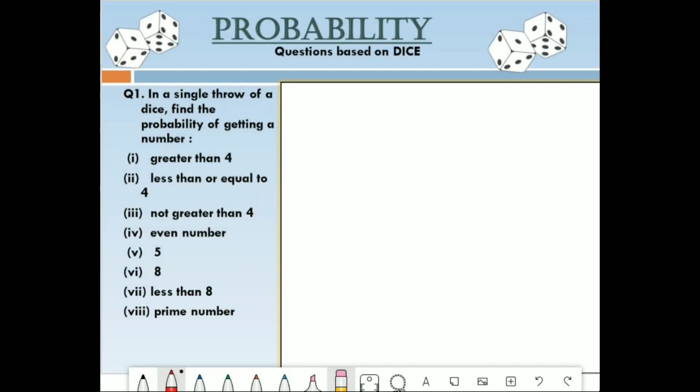In a single throw of a dice, find the probability of getting a number, and the first part is greater than 4. So firstly I will write the sample space, and the sample space for one dice is equal to 1, 2, 3, 4, 5 and 6. So the total number of outcomes, or the number of sample points in this case, is equal to 6.